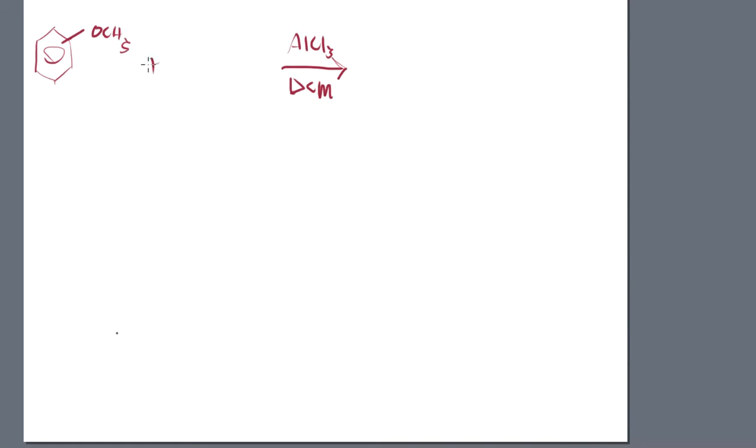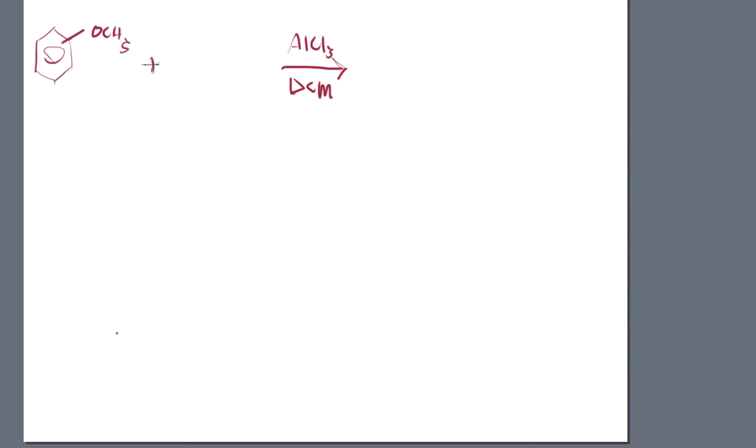And then for this particular type of reaction, we are going to have to acylate it. And acylation requires the addition of a C double bond O. That is what acylation actually did. So we're going to have something with a C double bond O.